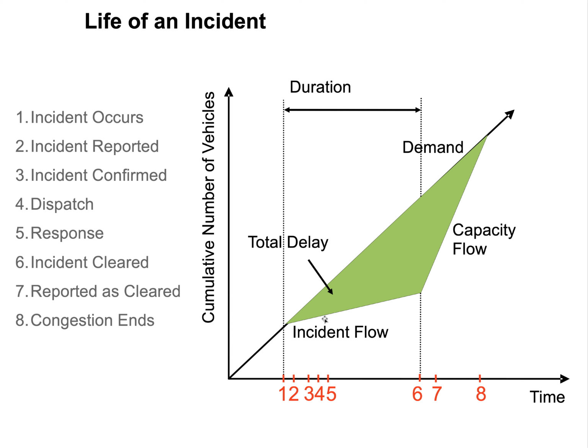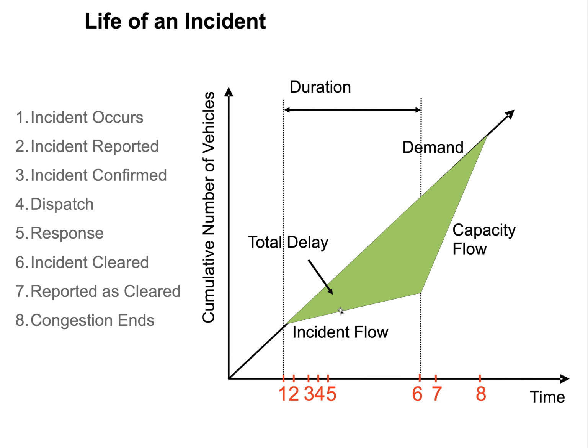So by the time the responders arrive, some delay is already happening. You can see that the green zone is the area between the demand curve on the top and the incident flow departure curve on the bottom.